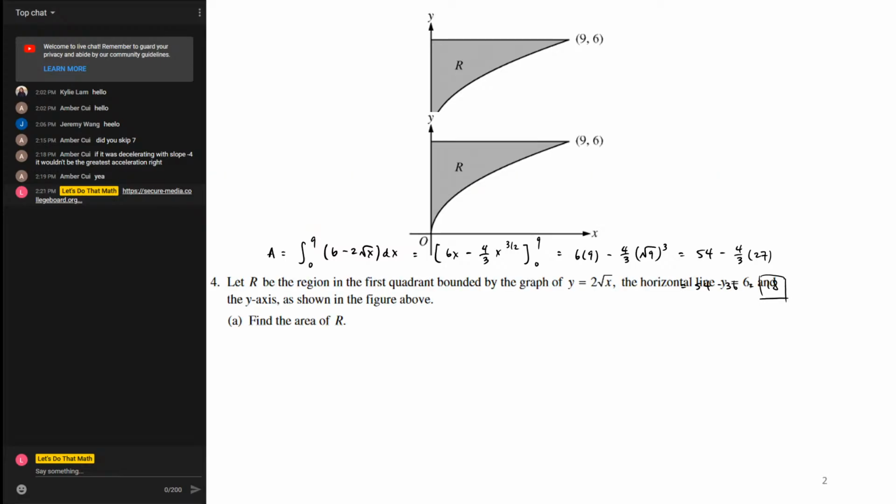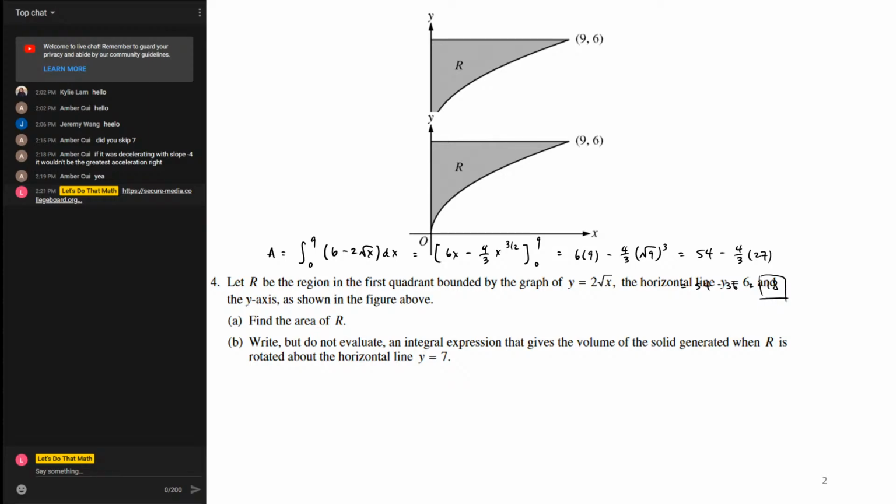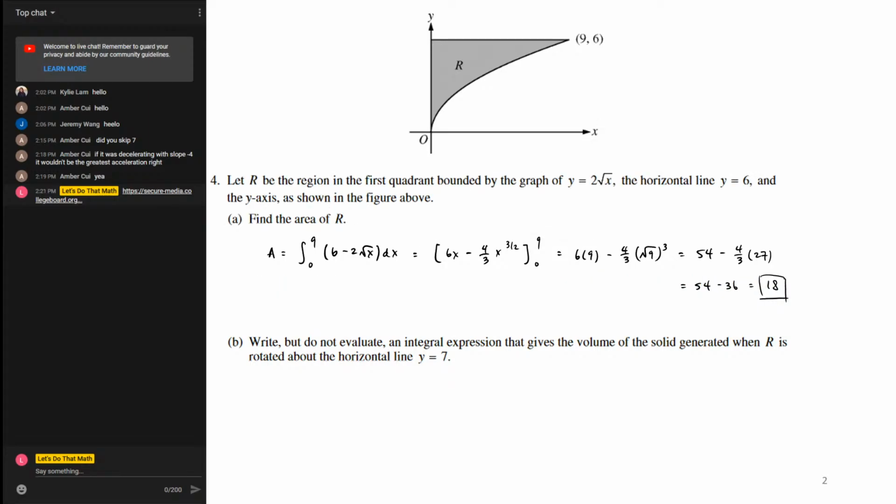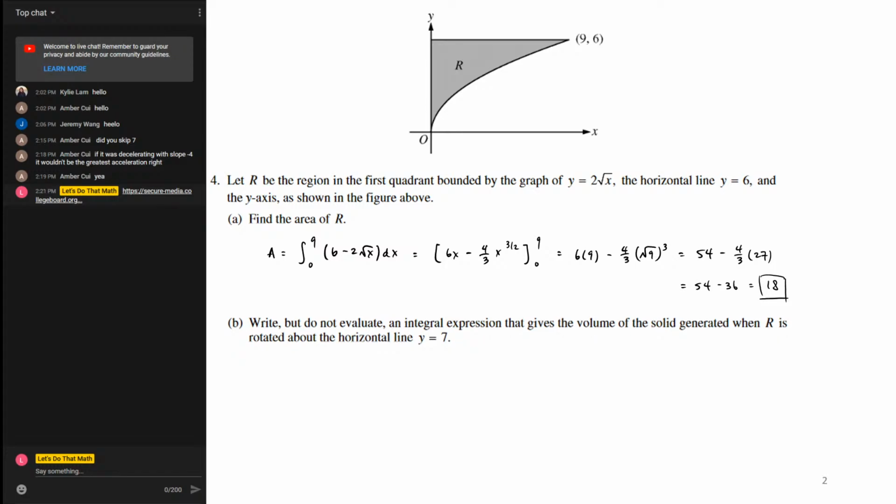All right, next we have, it says write but do not evaluate an integral expression that gives the volume of the solid generated when R is rotated about the horizontal line y equals 7. All right, so here this is not a disc but a washer, right? But technically they're really the same thing.